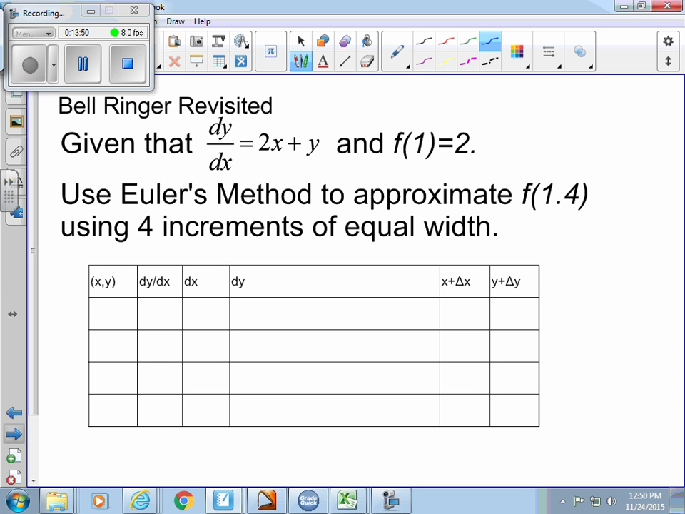So this is how my textbook would show you how to do Euler's method. And let's talk about the actual wording. I modified this problem into the bell ringer, to where you didn't know it was an Euler's method problem, but this is how the problem was originally worded. It says, given that dy over dx is 2x plus y, and f of 1 is 2, use Euler's method to approximate f of 1.4 using 4 increments of equal width. So this is how that question would actually be worded.